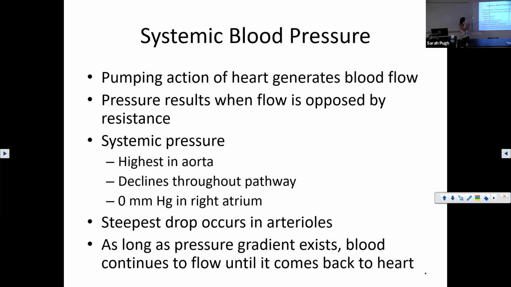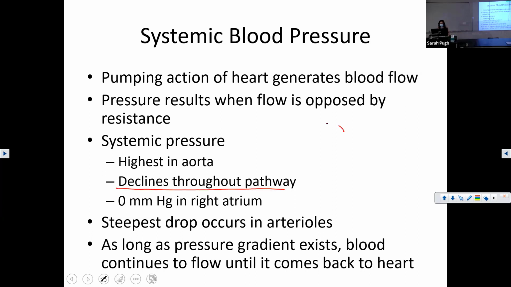So remember, a blood pressure is basically the pressure that you get inside your vessels from the blood, okay? And it is truly from the pumping action of the heart. That's what's moving the blood. There's also resistance involved, and that's the blood moving through those vessels. And so we have what's called a systemic pressure. Systemic pressure is going to be highest in the aorta, right where that blood is getting pumped out of that left ventricle. And it's going to decline as it moves.